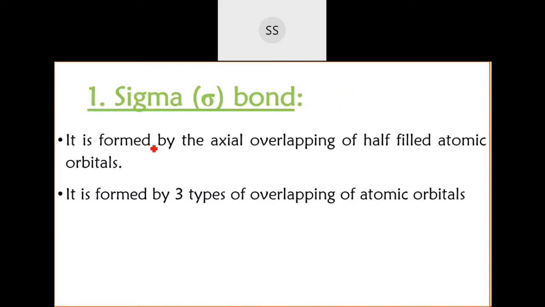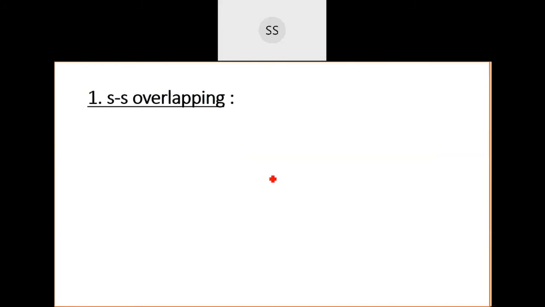Yes, we'll continue. I said sigma bond is formed by axial overlapping of half-filled atomic orbitals. Fully filled orbitals cannot participate in forming a bond because they already have two electrons, and you know that in one orbital you can't put more than two electrons. So there are three types of sigma bond which we can get based on the overlapping. One is s-s overlapping. What do you mean by s and s overlapping?